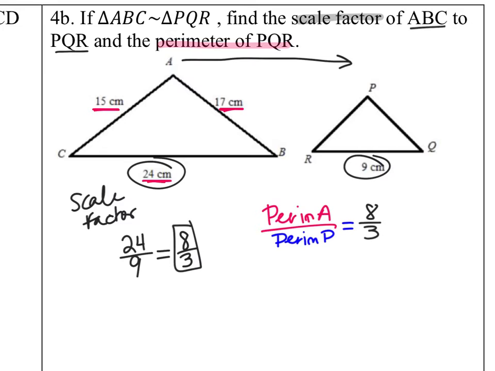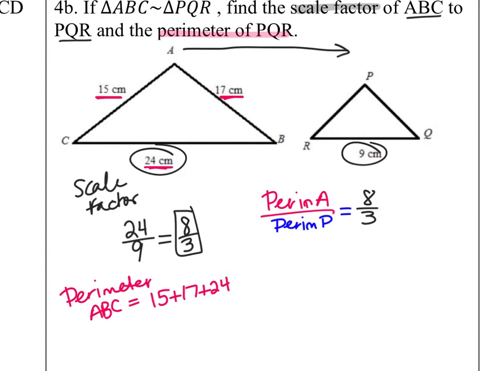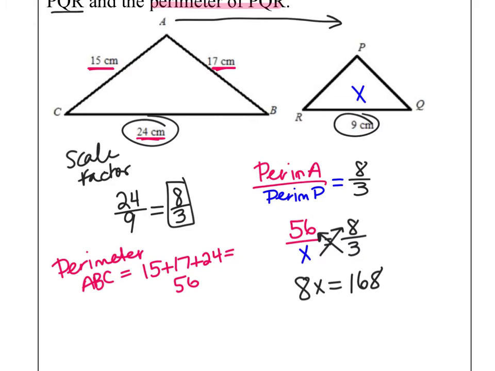In order to find the perimeter of A, we need to add all of our sides together. So perimeter of ABC is all of our sides added, so 15, 17, and 24. When you add all of these together, you get a total of 56. So we can say 56 over x, or our missing perimeter, equals 8/3, and then cross multiply. 8x equals 168. And then dividing by 8, we're left with x equaling 21.